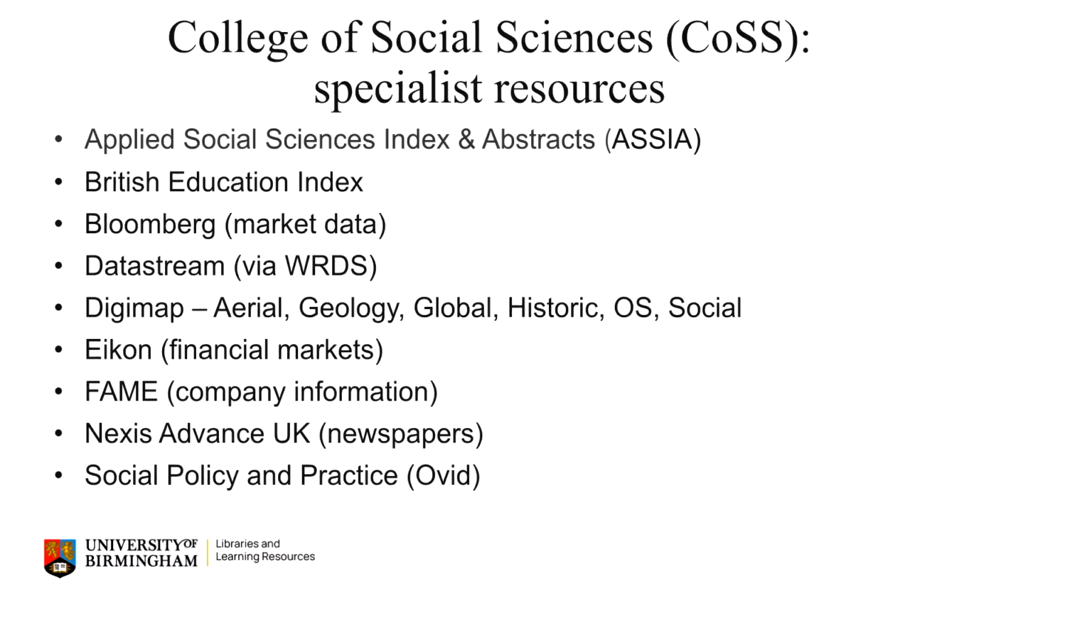Each college may have access to specialist resources that are more relevant for individual schools or departments. Here are some social sciences examples. We subscribe to financial and market data resources such as Bloomberg and Icon, a range of newspapers, and a portfolio of Digimap resources. Find It at Birmingham lists all the resources that the university subscribes to for teaching or research purposes.